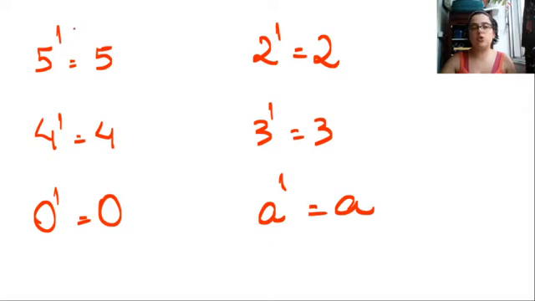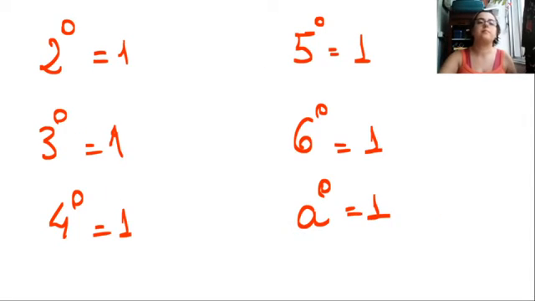5 elevated to 1 is 5. 4 elevated to 1 is 4. 0 elevated to 1 is 0. 2 elevated to 1 is also 2. 3 elevated to 1 is 3. So A elevated to 1 is A. And A is any positive number, okay? Any natural positive number, okay? That's what we are studying now. The natural numbers, the numbers that we use to count.